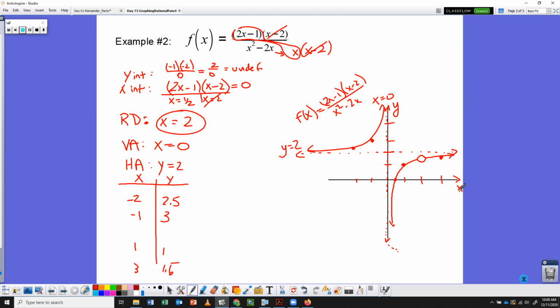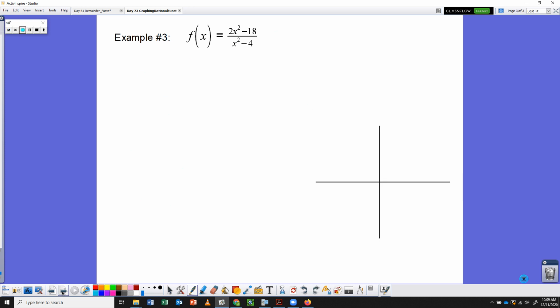All right, last one today is going to be example 3. And example 3 is showing us a function f of x, where we have 2x squared minus 18, all divided by x squared minus 4. Again, we always start with y-intercepts first. So if I put a 0 in everywhere for x, you're going to get negative 18 over negative 4, which is going to be 4.5 on my y-axis. 1, 2, 3, 4, 5. So right there.